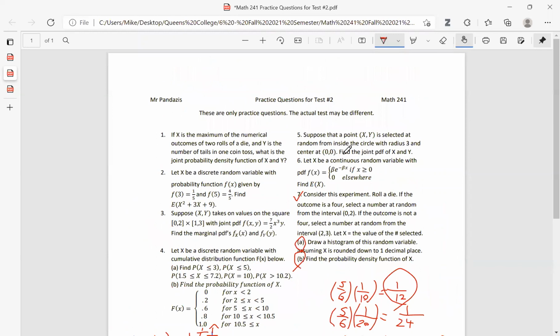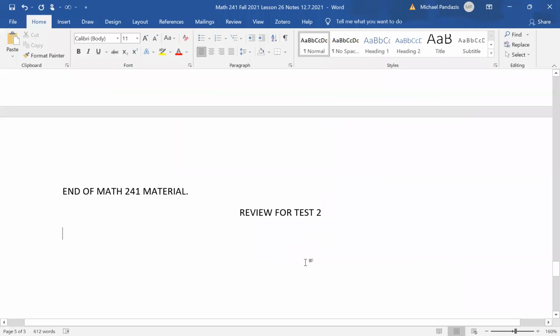So someone else also asked about number 6. Let x be a continuous random variable with the PDF f of x equal to that. Find E of x. Okay, so to find E of x, you just want to integrate that. So let me do this on Word. So x is a continuous random variable with that PDF, and we want to find E of x. Okay, so number 7 is on the video.